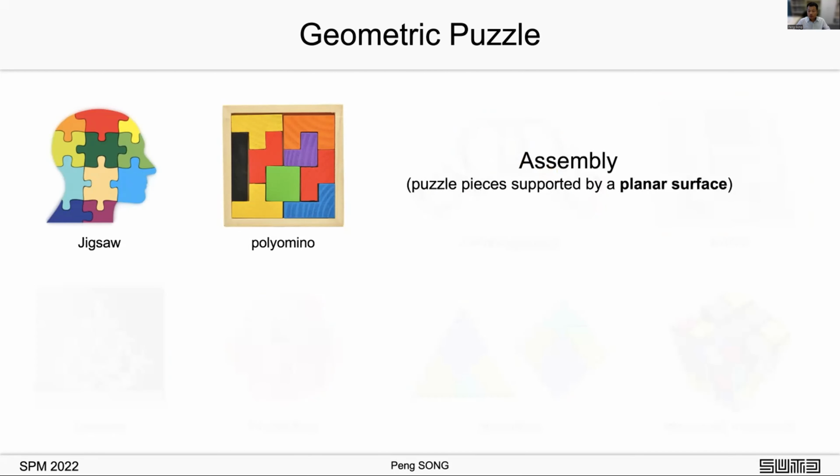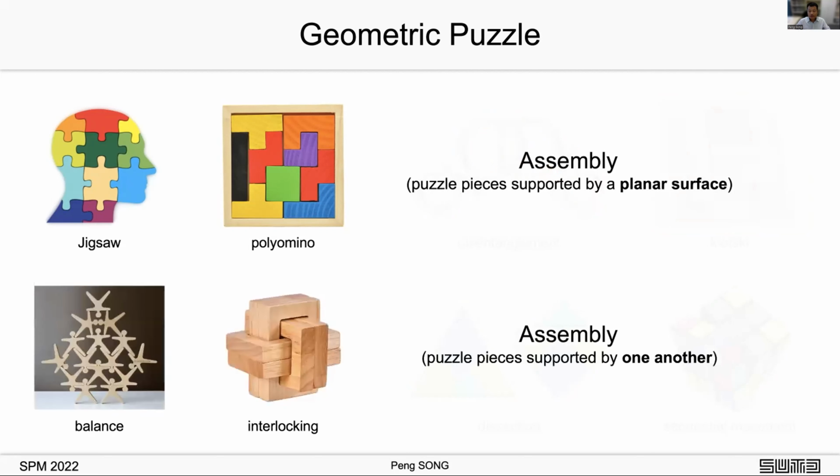Among all these geometric puzzles, the task of Jigsaw and Polyomino puzzles is to assemble the puzzle pieces to form a 2D shape. People usually play these puzzles on a planar surface, such as a table or ground, such that all the puzzle pieces can be supported by the planar surface. Similarly, balance and interlocking puzzles also focus on the assembly process. The difference is that the puzzle pieces are supported by one another to form a steady 3D puzzle structure.